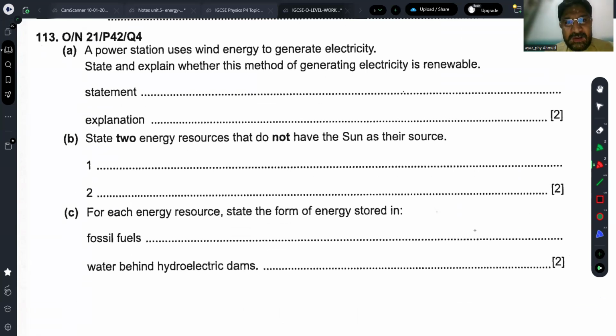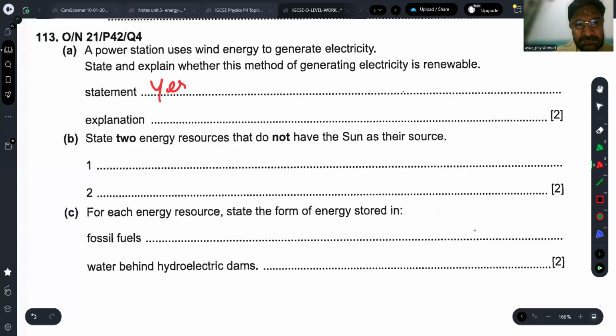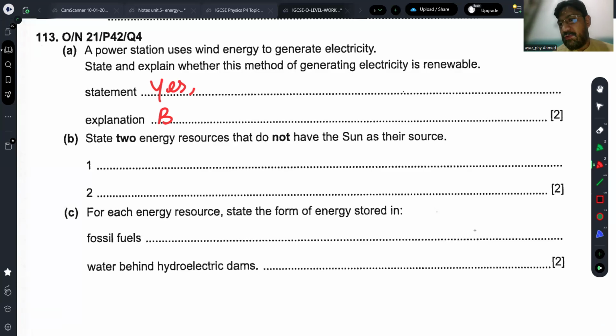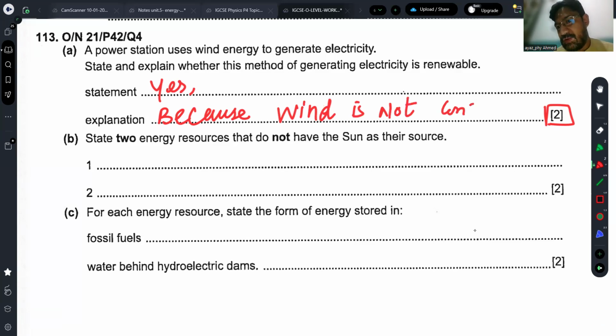So state and explain whether this method of generating electricity is renewable. So yes, because why explanation? Because you have 2 marks here. So 1 mark is for statement and 1 mark is for explanation. So what explanation will you have? That because wind is not consumed, right? Wind is not consumed. So you can solve in this way.